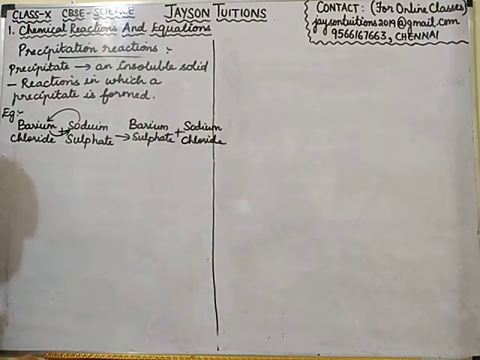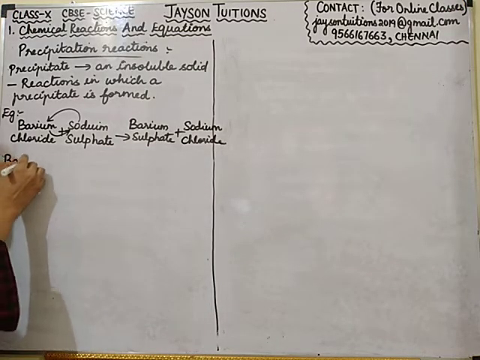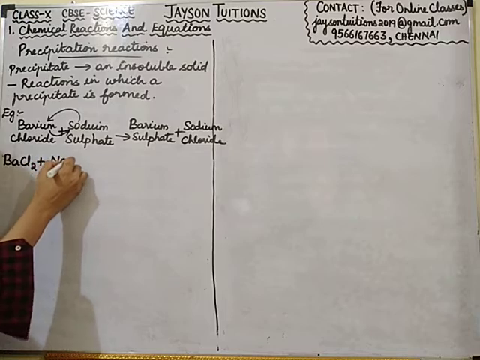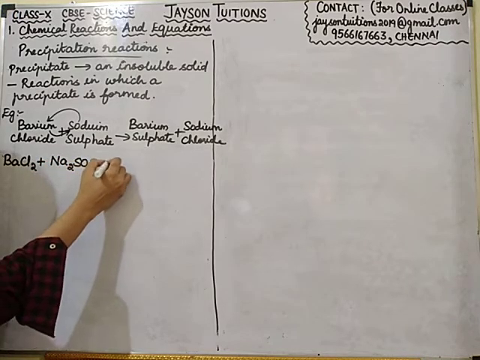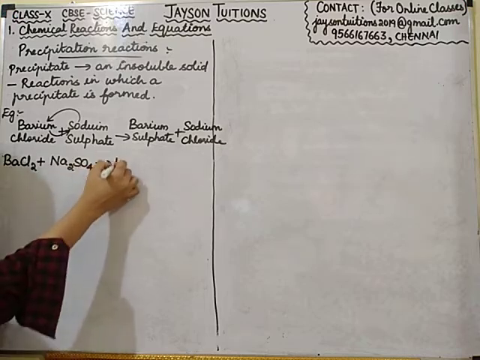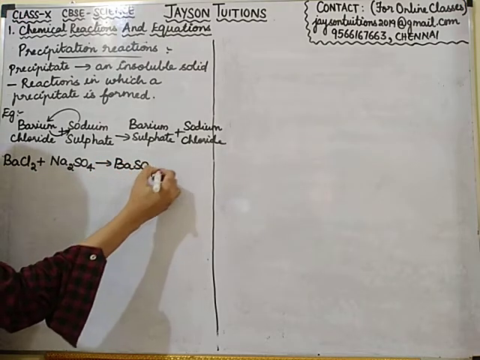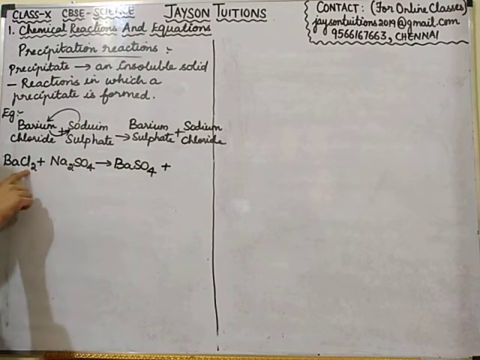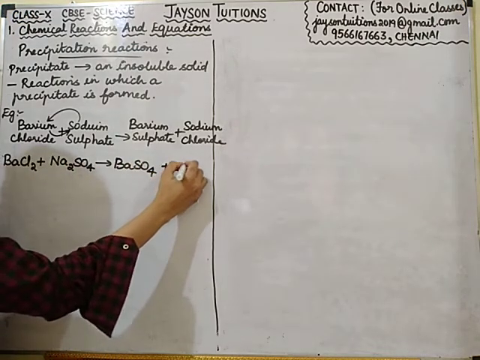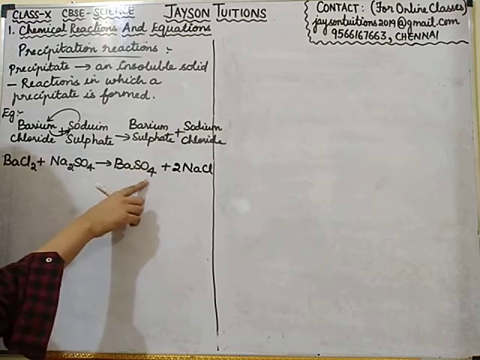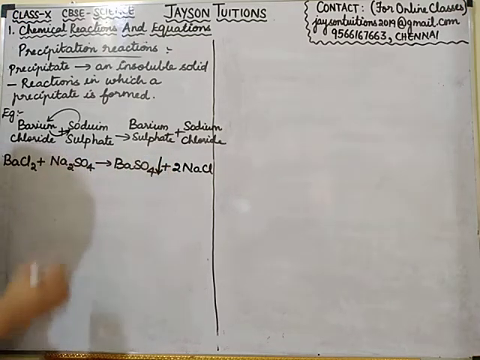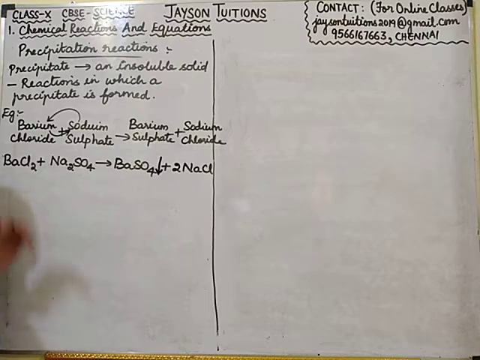Let me write the equation. Barium chloride BaCl2 plus sodium sulfate Na2SO4 gives barium sulfate BaSO4 plus 2NaCl. Barium sulfate is the precipitate, so I should put a downward arrow mark. All these things we have studied in double displacement reactions. Any one such equation you can write. This is called a precipitation reaction.